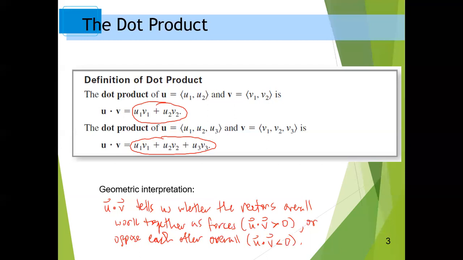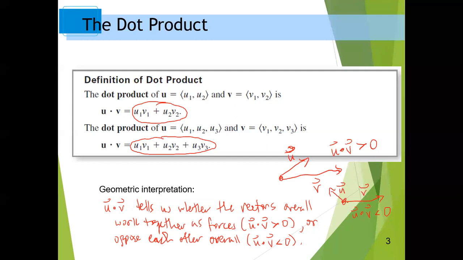Okay. So let me just draw a couple of pictures here. What would you expect? Okay, look at this picture right here. What would you expect the dot product of these two vectors to be? Positive or negative? Positive, right? In this case, you would expect the dot product of these two vectors to be positive. What about these two vectors? What about those two? What do you think the dot product is probably going to be doing there? Positive or negative? Negative. They're probably opposing each other on the whole.